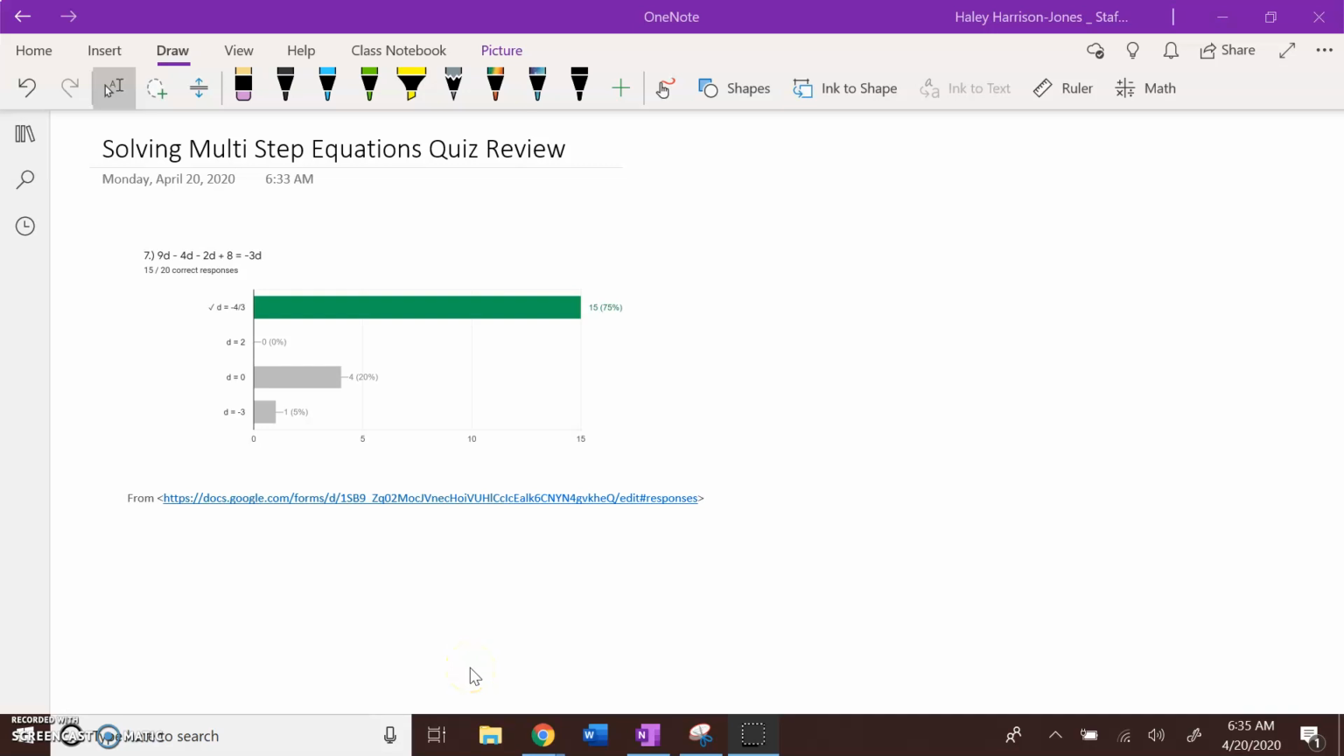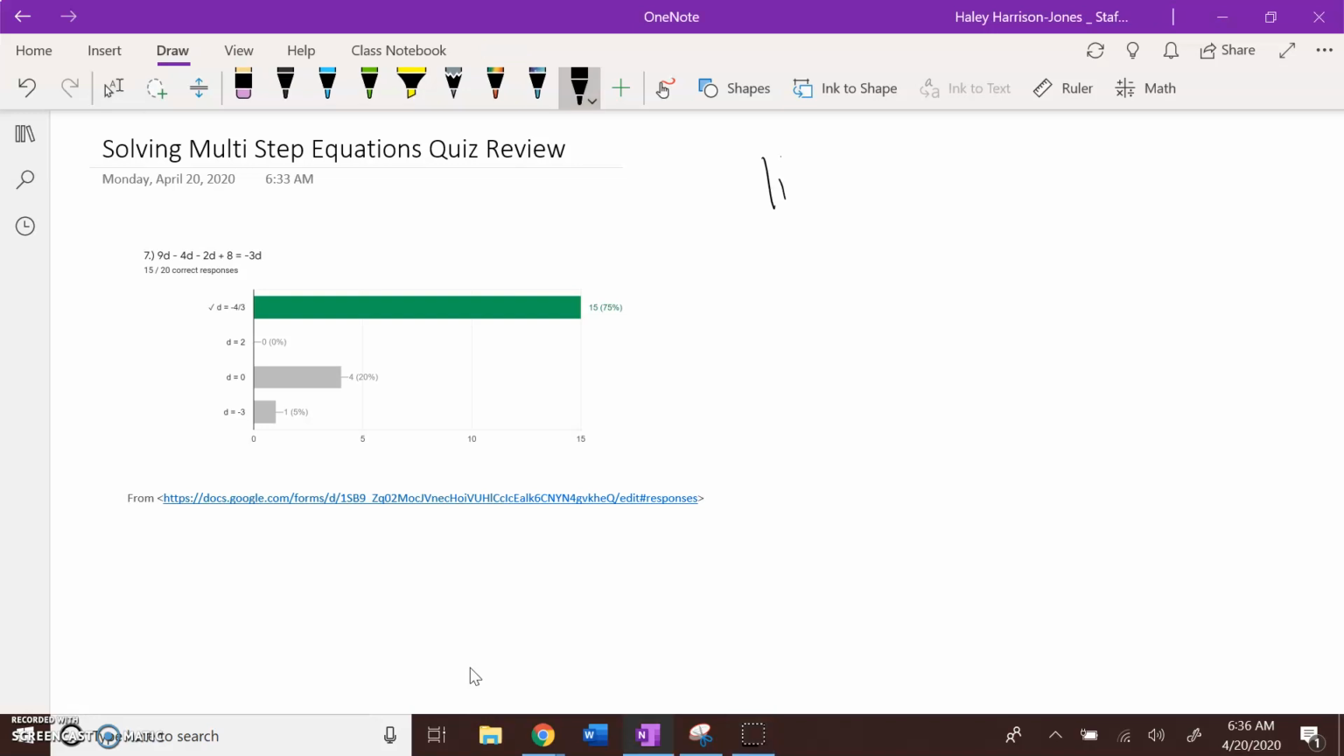Okay, let's look at the quiz Solving Multi-Step Equations. This was the second quiz from the week of April 13th to 17th in remote learning. Let's look at question 7. We had quite a long problem. 9d minus 4d minus 2d plus 8 is equal to negative 3d.